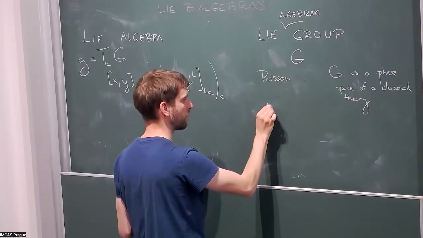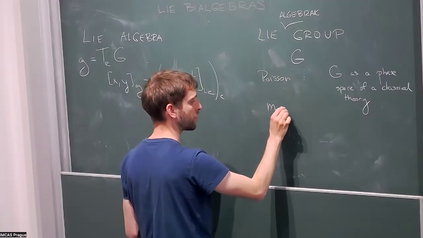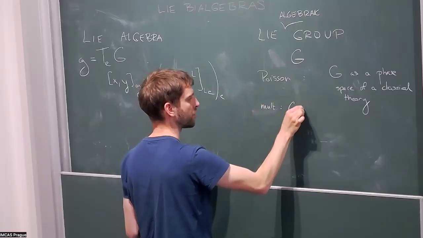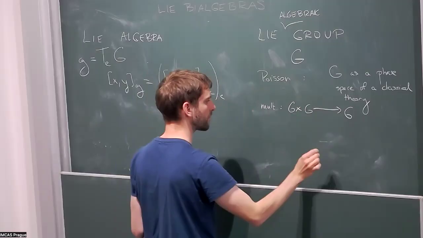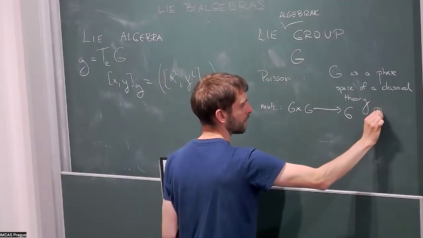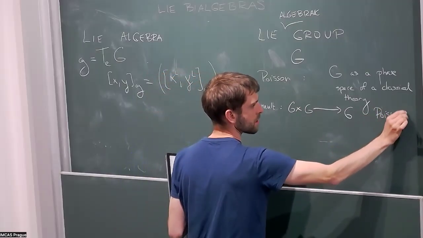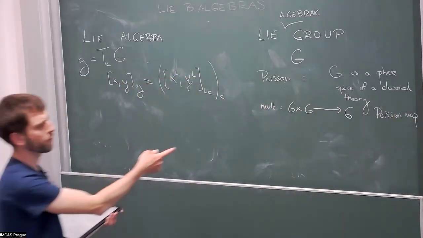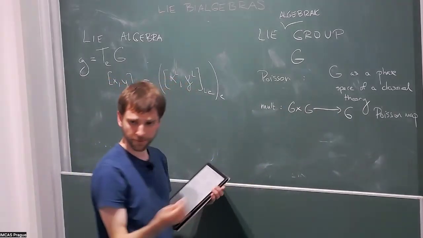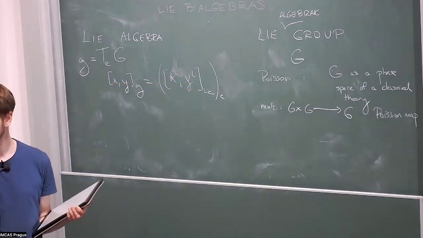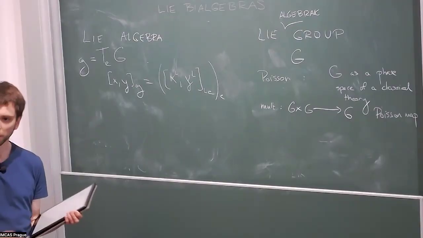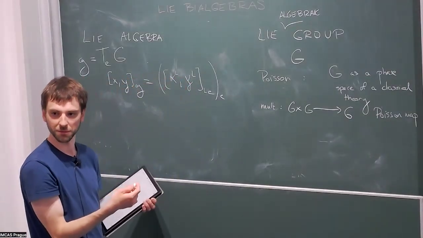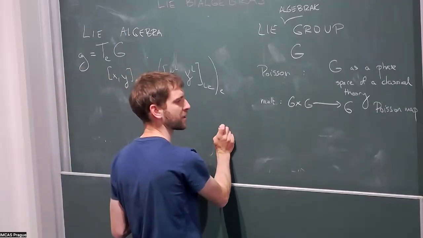I will write it in two ways. One of them is that the multiplication on the group, mult, G times G to G, should be a Poisson map. That's a different condition. It comes from the fact that if you recover this multiplication as the graph of some Lagrangian or coisotropic submanifold, then the map will be Poisson. It's a physical reason why you want this slightly surprising condition.